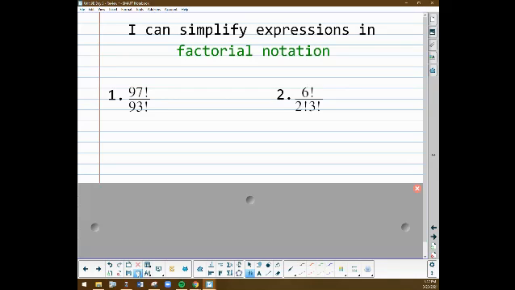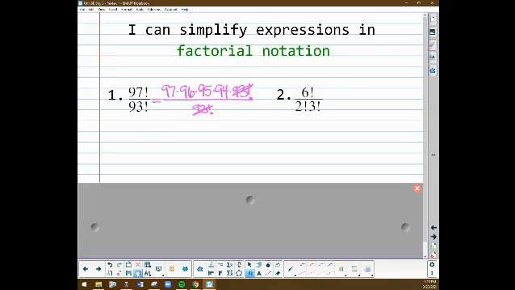Okay, whenever we want to simplify expressions in factorial notation, you want to expand the larger number until you get to the smaller number. So I'm going to expand 97 factorial, which is 97 times 96 times 95 times 94 times 93 until I get to what's on the bottom, because now I can divide by 93 factorial. And 93 factorial on top will cancel with 93 factorial on the bottom. So we are very strategic in the way we expand. We're not just willy-nilly expanding.